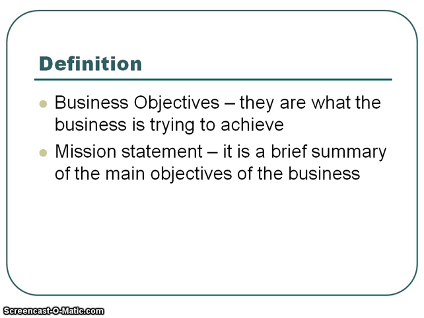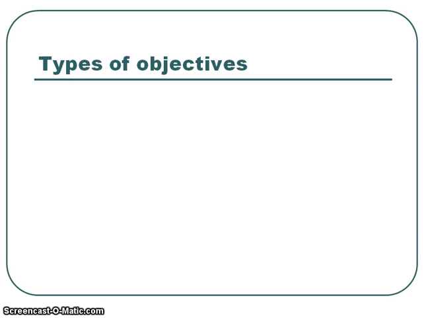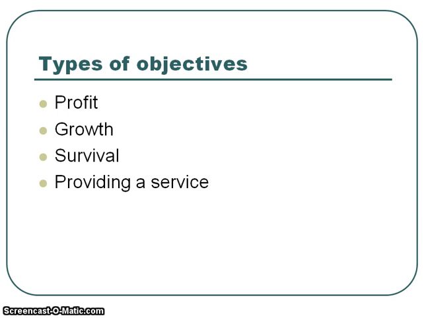Contrast that with a mission statement, and a mission statement is more of a summary of all the firm's objectives, because they can have more than one. But also a mission statement is a more long-term aim for the business. Okay, and that may be 5 to 10 years, where an objective tends to be an annual thing. Okay, so there are four types of objectives. We've got profit and growth, survival, and providing a service.